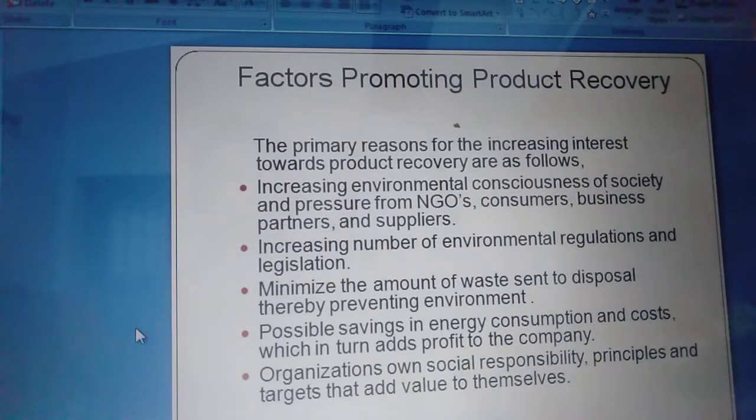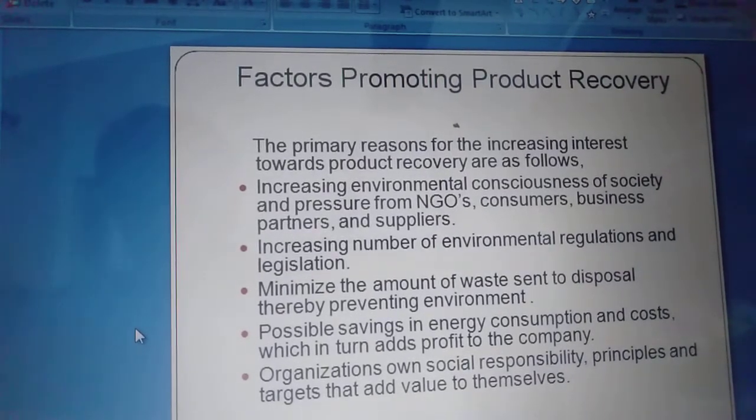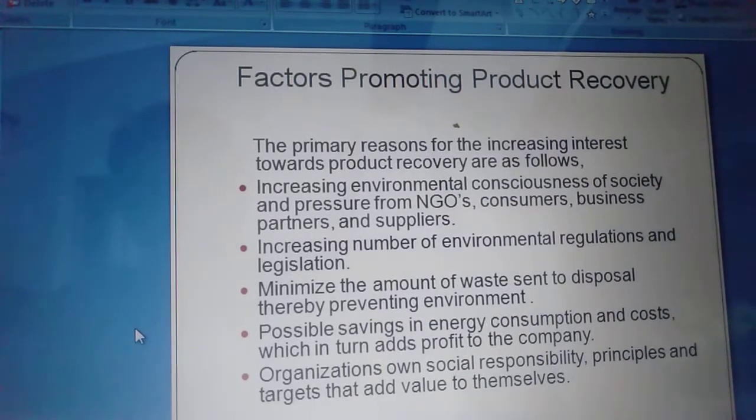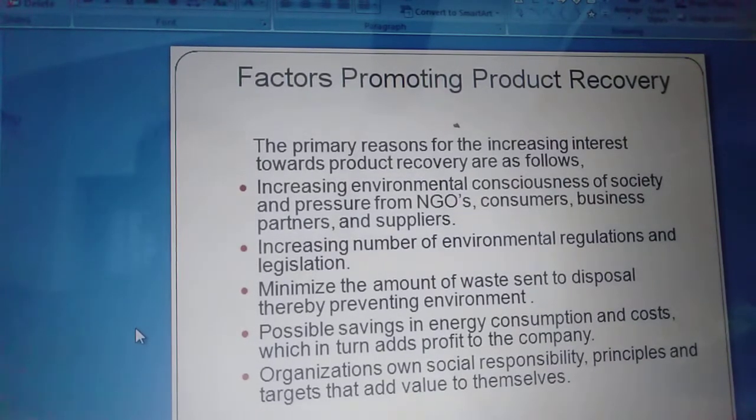And secondly, the increasing number of environmental regulations and legislation. Then minimizing the amount of waste sent to disposal, thereby protecting the environment. Again, we have possible savings in energy consumption and cost, which in turn add profits to the company. Next, we have the organization's own social responsibility principles and targets that add value to themselves. So these are some factors that will promote product recovery.